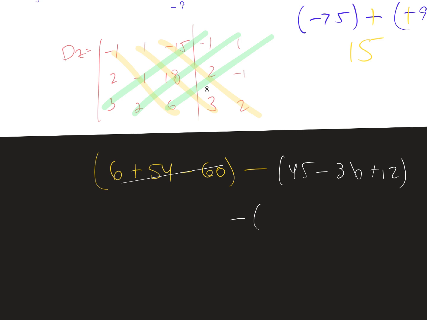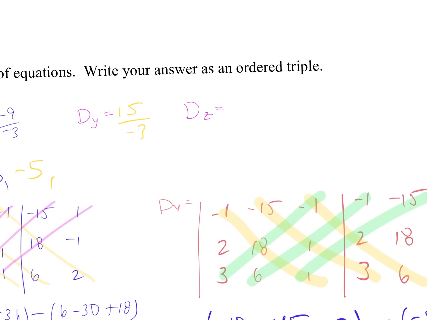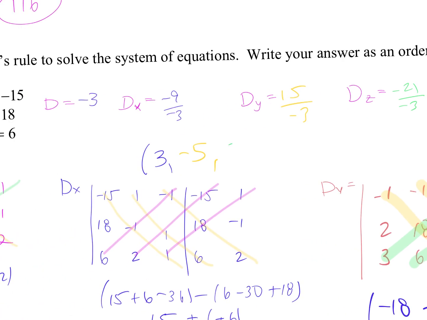Minus, what's 45 minus 36 plus 12? How much? Positive or negative? It's positive, right? So this actually is negative 21. So I go back up here and I say, okay, my d sub z is negative 21. If I divide that by negative 3, I get positive 3.